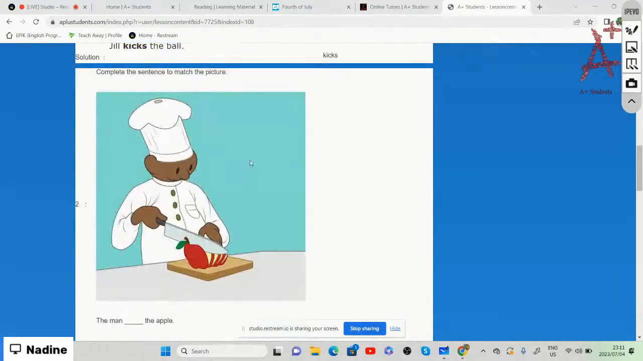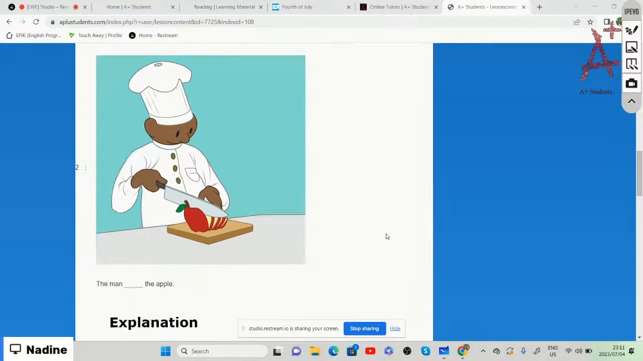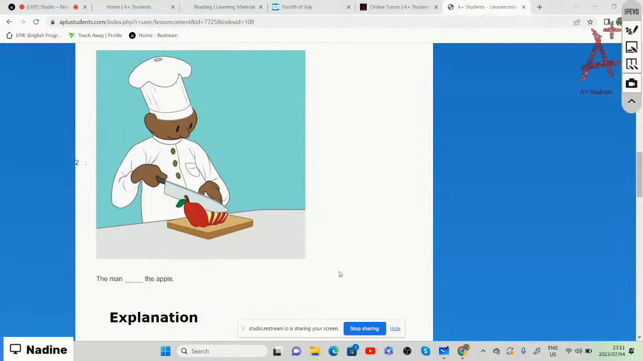Okay, so now look at the next picture. This is a little man and he is doing something. The man, the apple. What do you think he's doing with the apple? So, what do you think the man is doing with the apple? Remember, it's an action. So, we need to basically say what the action is that the man does, right? With the apple.